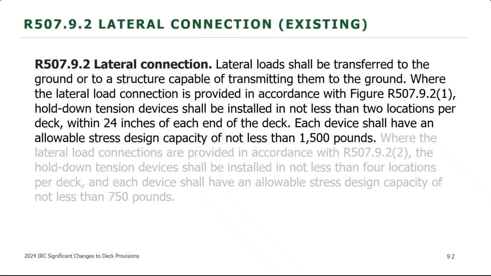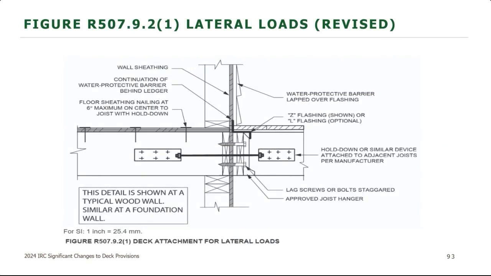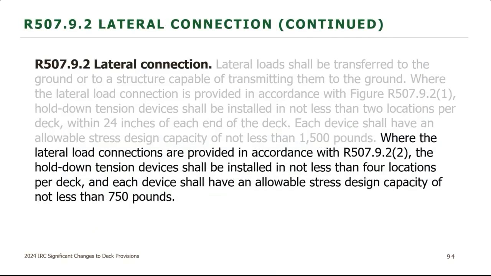Now we're back into some existing requirements here, and we'll wrap this stuff up real quick. The lateral connections, still the same thing there. You can have two tension devices, 1,500 pounds, and you can see that here. Again, no changes to this stuff. The other option then is to do 4 clips at the bottom. Again, that lateral connection, and each of those are 750 pounds, and you can see that here.